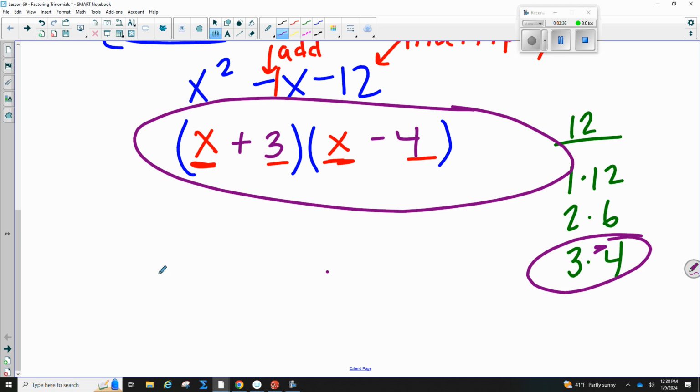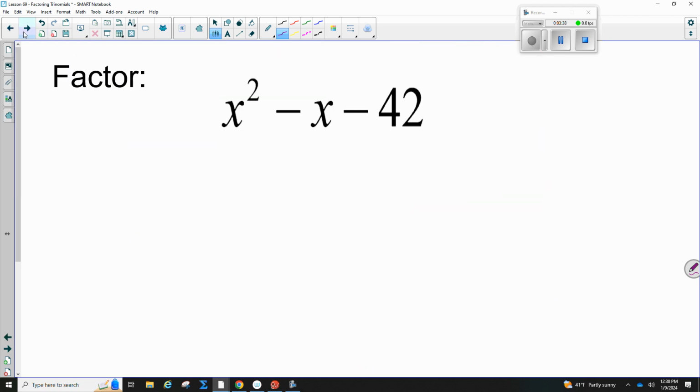Let's try another one. Write this down. X squared minus x minus 42. And it says factor. So as soon as it says factor, you're just thinking two sets of parentheses, two binomials that will multiply to give me that trinomial, right? And every time here, this times this has to equal the first term. So it's going to be x times x, all right?